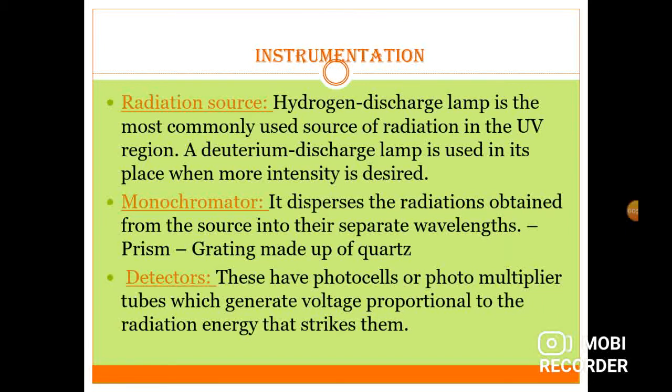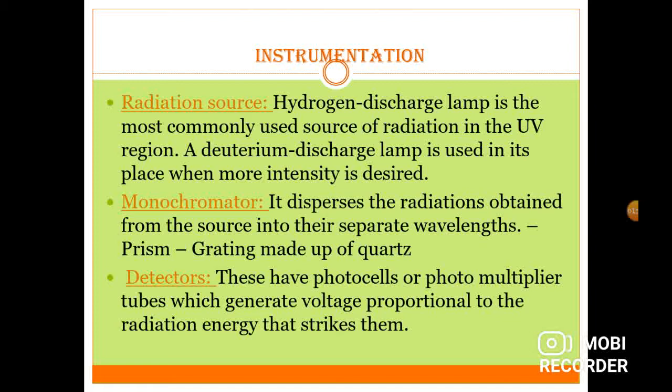Next, monochromator. Monochromator is the device that converts the polychromatic light into monochromatic light, or different wavelength light into single wavelength light. We can also say that it disperses the radiation obtained from the source into separate wavelengths. We can use a prism that is made up of quartz.